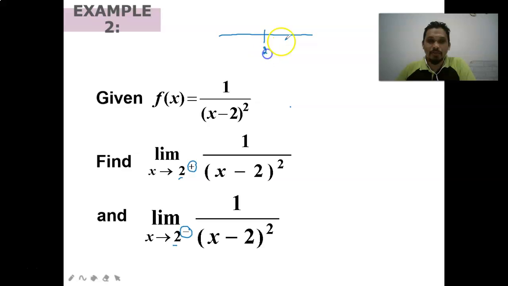So when x approaches 2 from the left, and x approaches 2 from the right, we have values 4, 3, 2.5, 2.4, 2.3, 2.2, 2.1, 2.01, 2.001. Getting closer and closer. And from the left, 0, 1, 1.5, 1.6, 1.7, 1.8, 1.9, 1.99.